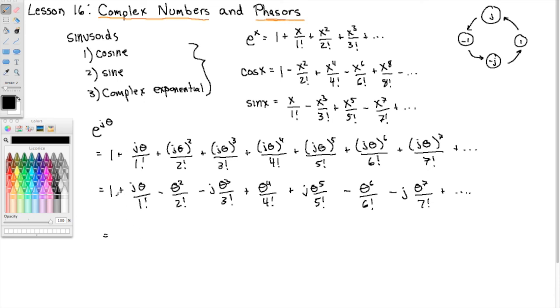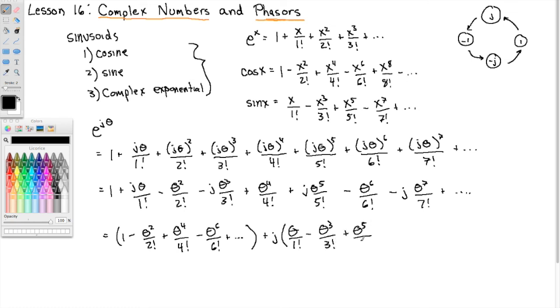Alright, so let me combine all the real parts here. I've got 1, and then minus theta squared over 2 factorial, plus theta to the 4th over 4 factorial, minus theta to the 6th over 6 factorial, and I keep going on like this. Let me combine the imaginary parts and factor out the j. I've got theta over 1 factorial minus theta cubed over 3 factorial plus theta to the 5th over 5 factorial minus, and so on. What do I have here in the first set of parentheses? I've got the cosine of theta. What do I have in the second set of parentheses? Sine of theta.